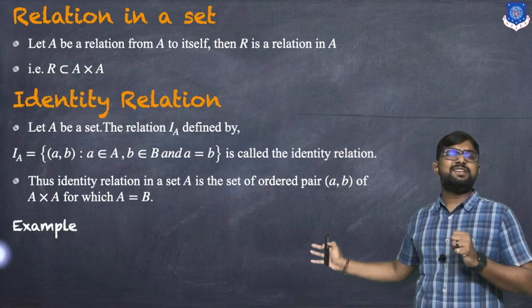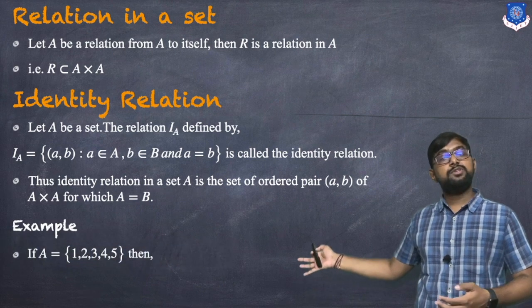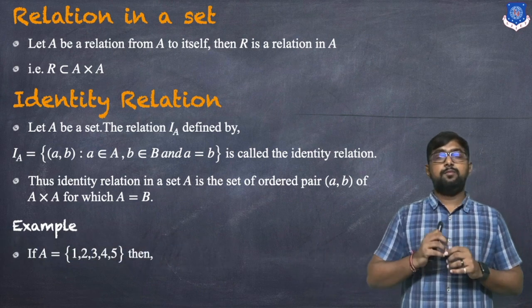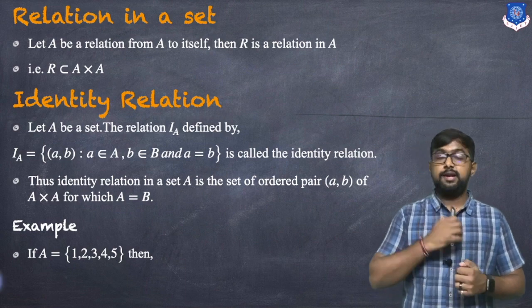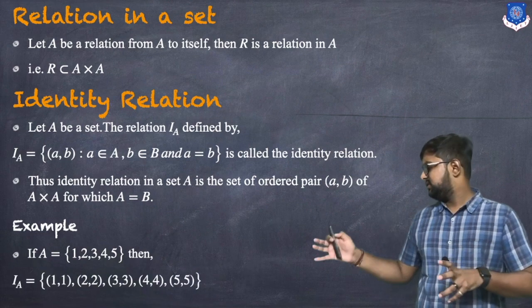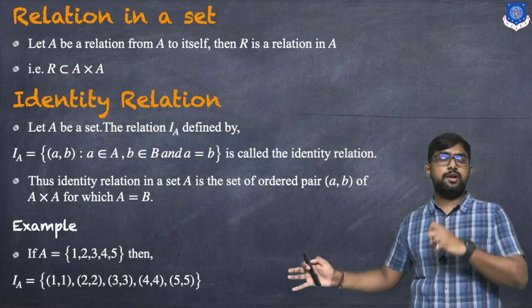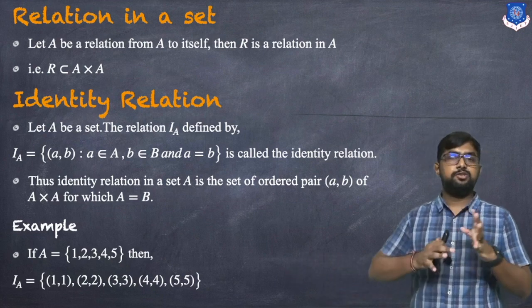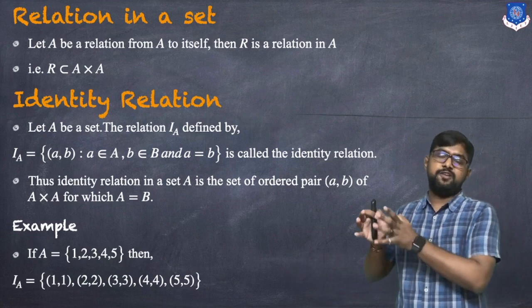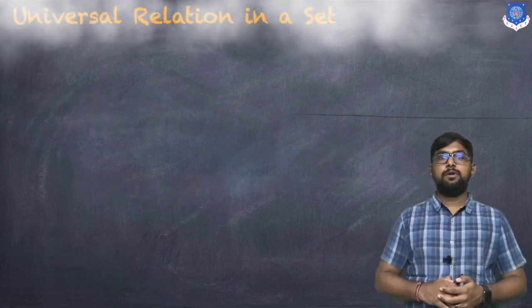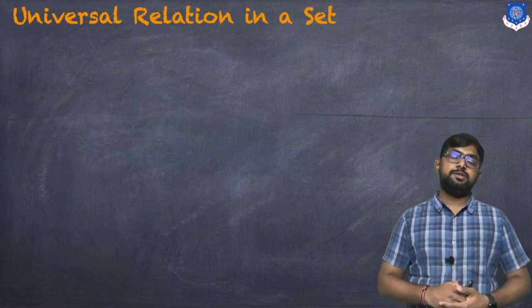For example, consider A equals {1, 2, 3, 4, 5}. Then what will be the identity relation? It will be like this: 1 is related to itself, 2 is related to itself, 3 is related to itself, and so on. So (1,1), (2,2), (3,3), (4,4), (5,5). This will be it.